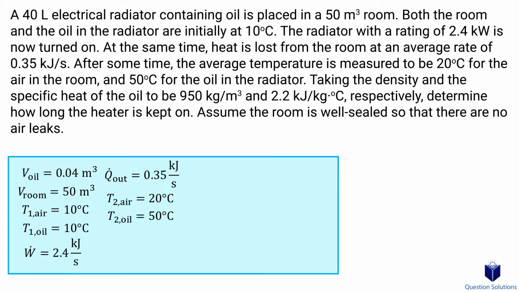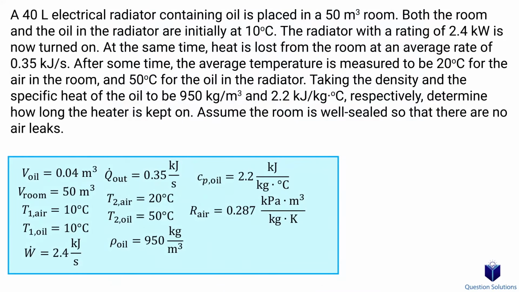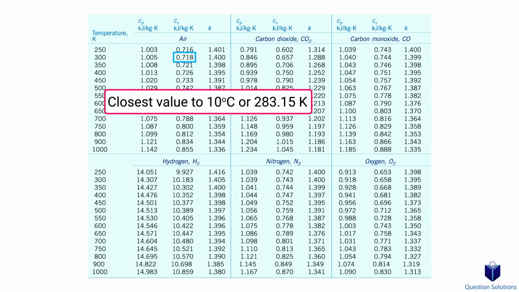We're also given the density and the specific heat of the oil. While it's not given, we will also need the gas constant of air, which we can find from this table, and that's the value right here. Also, keep in mind that the local atmospheric pressure is 100 kilopascals. Lastly, we need the specific heat of air at constant volume and we can find that using this table. That's the value right here.